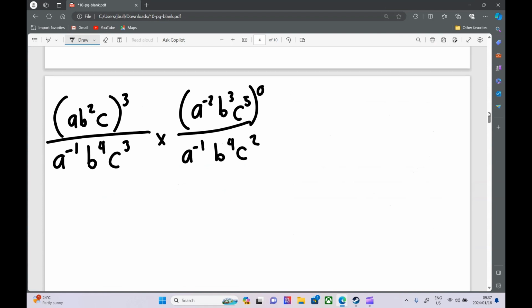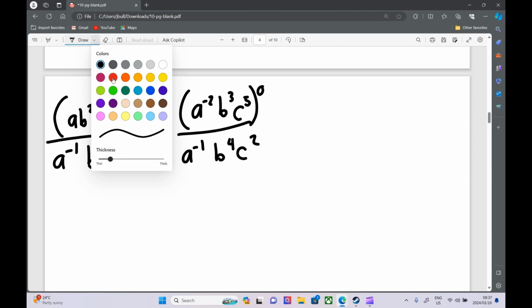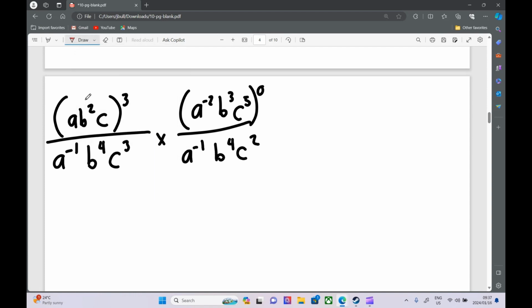And I'm going to write out each of the laws that we use in red. So first of all, we are going to use a law with these brackets. So if I have a to the m in a bracket, like that, what I do then is I have to multiply the exponents. So it's going to be a to the m times n.